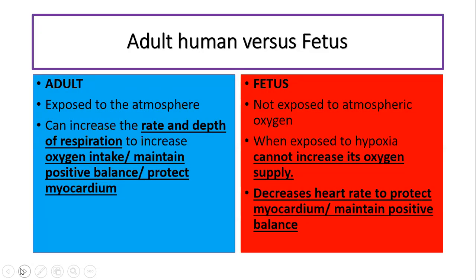Now, what's the difference between the fetus and an adult? When, as an adult, you're tired or you're running out of oxygen and you're gasping for breath, what you're doing is increasing your respiratory rate and breathing in very deep. So you're increasing the rate and depth of your respiration to maintain your oxygen balance and protect your heart. But the baby cannot do that when the baby is tired and stressed from all the stresses in labor. A baby cannot increase the rate and depth of respiration because it is not exposed to the environment.